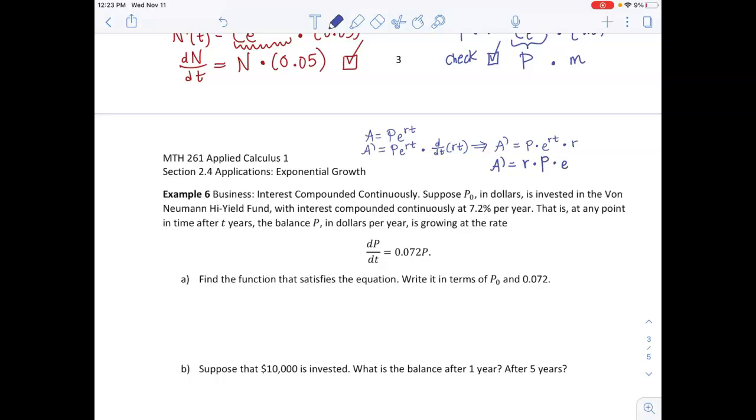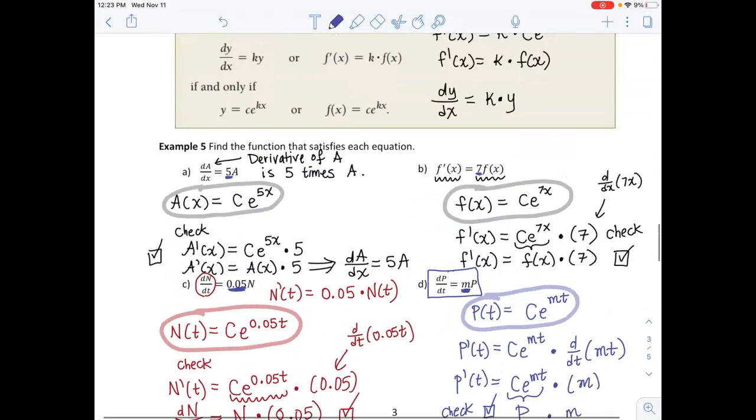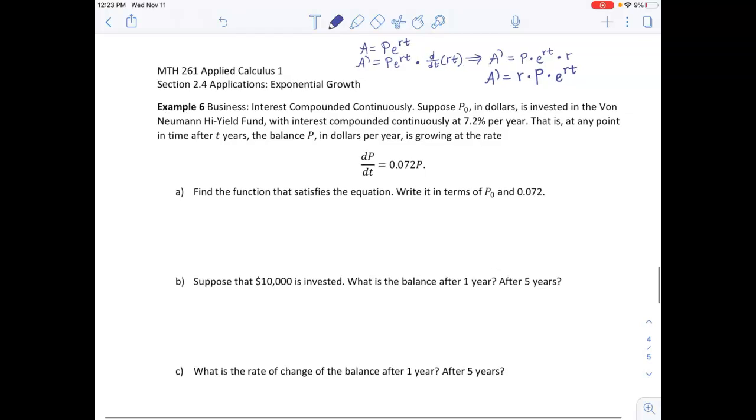So I can do R times P, and that's going to get multiplied by e to the RT power. But you see, this is the same thing as we were talking about up here in example 5. So without all that, they made it easy for us, they gave us the equation right there. Okay? Let me keep reading though.